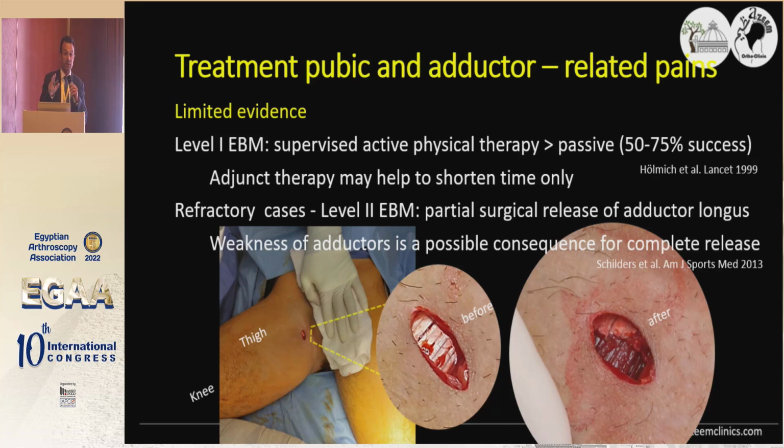There is limited evidence regarding the specific or the perfect treatment for this. But if we look at the literature, we will find that there is level 1 evidence that physiotherapy, especially supervised active physical therapy, has a success rate of up to 75%. Adjunct therapy like shockwave may help in rapid recovery. However, in refractory cases, there is level 2 evidence that partial surgical release, only release of the adductor aponeurosis of the adductor longus, leads to good results.